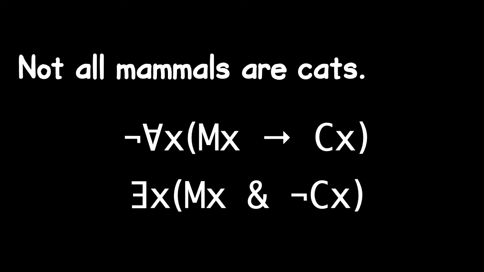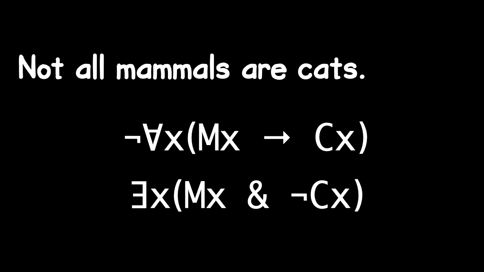Now consider this sentence. Not all mammals are cats. There are two ways to think about it. The first way is that it's not the case that all mammals are cats. So you put a negation at the front, and then you use the universal quantifier and our translation for all mammals are cats. You get not for all X, MX, arrow, CX. Another way to think about it is as saying that there's some mammal which isn't a cat. There we'll use an existential quantifier. There exists X, MX, and not CX.